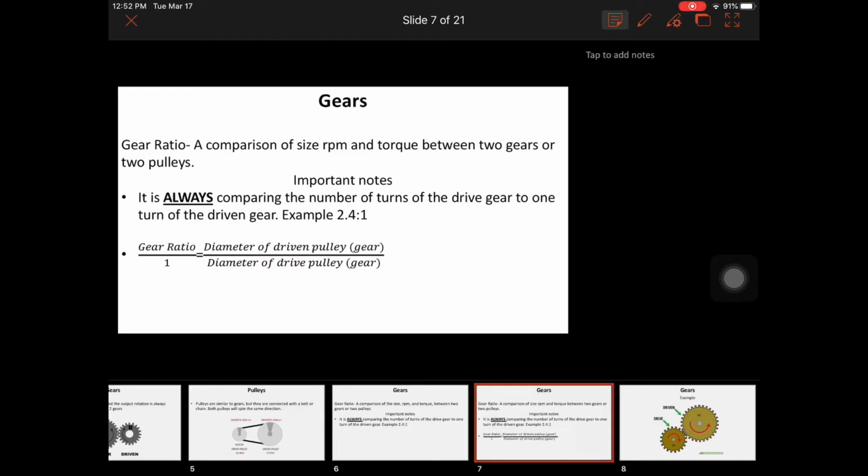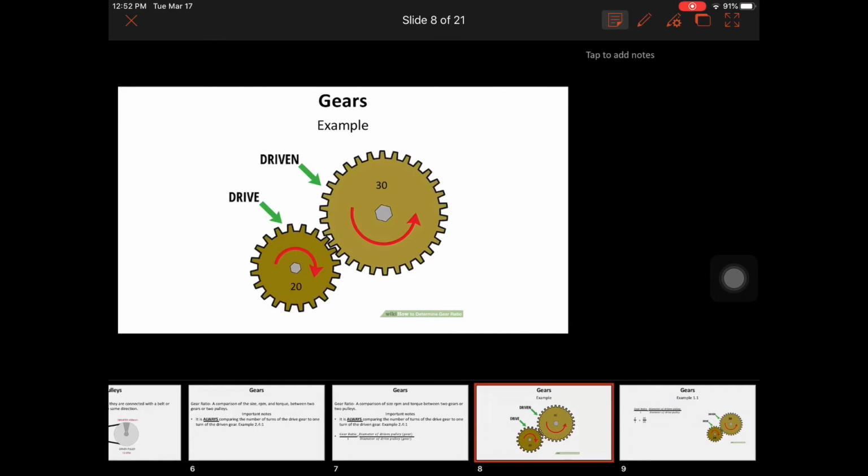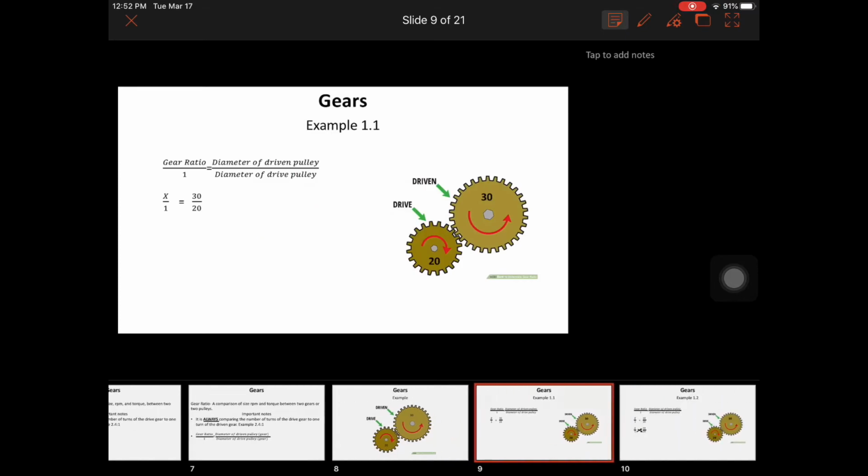So let's do an example. We're going to look at our gear set here. You can see that we have a drive gear and a driven. The driven is definitely bigger than the drive, and we see our numbers here. We have 20 teeth on the drive and 30 teeth on the driven. So let's set this formula up.